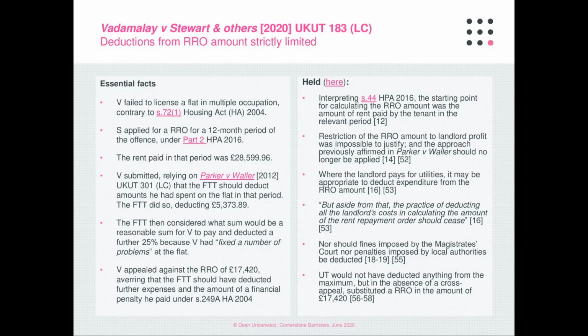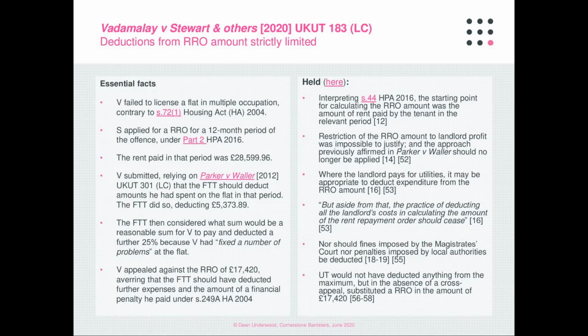That is, being a person managing or having control of a house in multiple occupation which requires a license and doesn't have one. As a result of that, of course, that being one of the relevant offences for which the First-tier Tribunal can make a rent repayment order, the tenant applied for an order for the 12-month period of the offence under, as we know, Part 2 of the 2016 Act. The rent for that period, and this comes back to the point that Tessa was making about this being a really serious order, was approximately £28,600. So it would have been, and was, a significant hammer blow to the landlord.